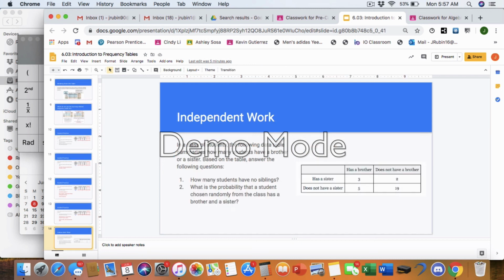All right, so independent work. You have these two questions. This was pulled from a Delta Math question. Complete them. I will post the correct answers on Wednesday.